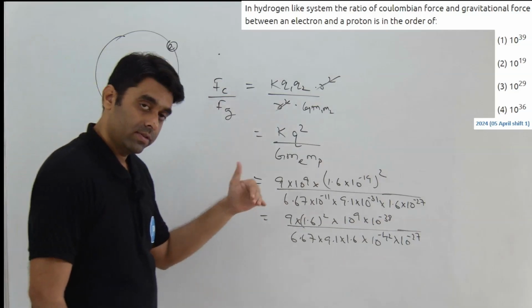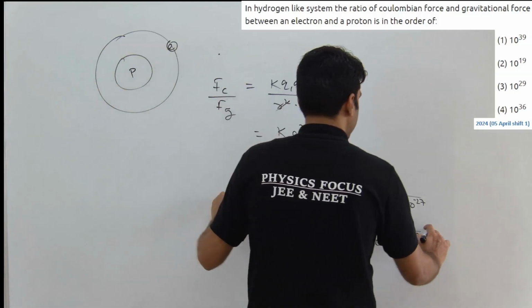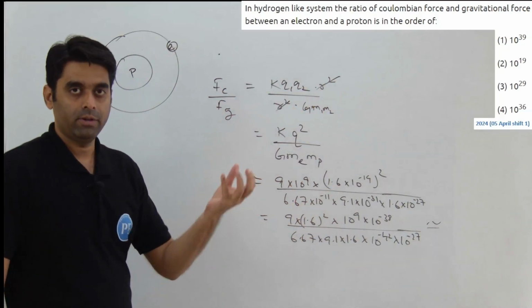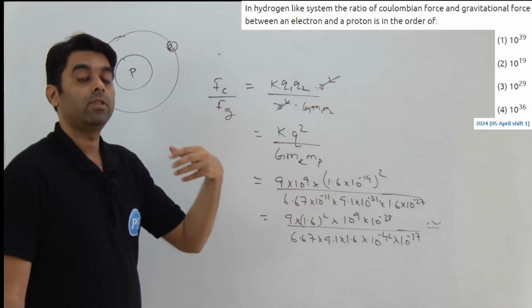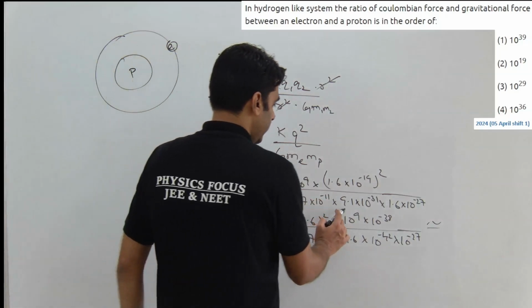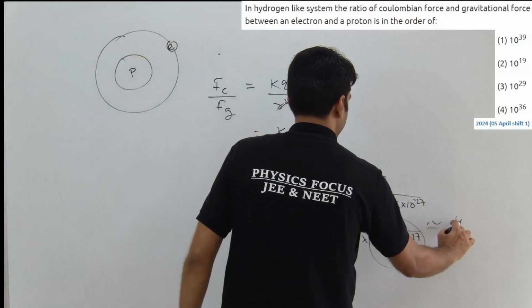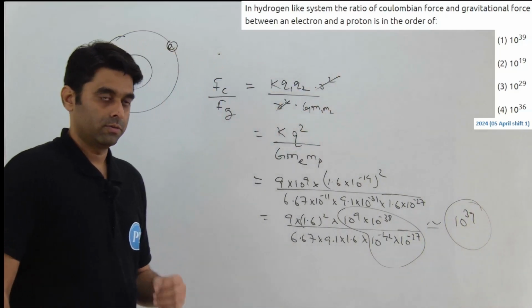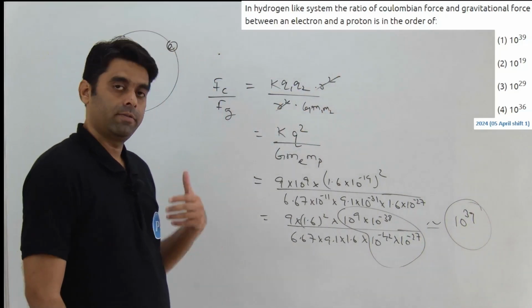When we further simplify this, you don't need to calculate it to the exact value. They are just asking us for the order. So when you simplify these, you will find that this comes out to be 10 power 39. Fine. Let us move ahead.